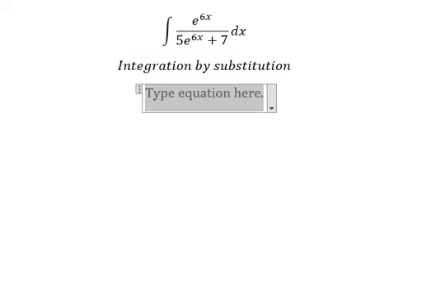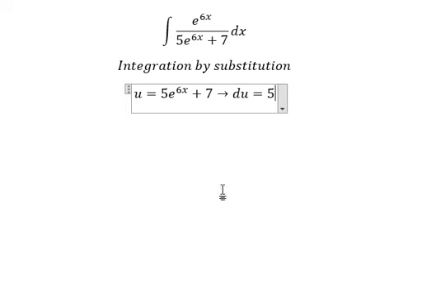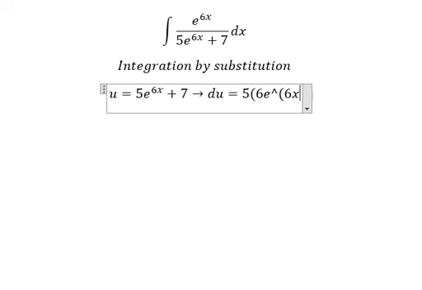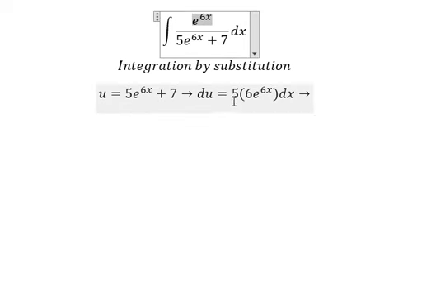So I will put u equals to this one. We need to first take the derivative of both sides. So this one, we have 6 e to the power of 6x. This one is the constant, so you get 0. Because we don't have the number 5 and number 6 here, we need to divide both sides by 30.